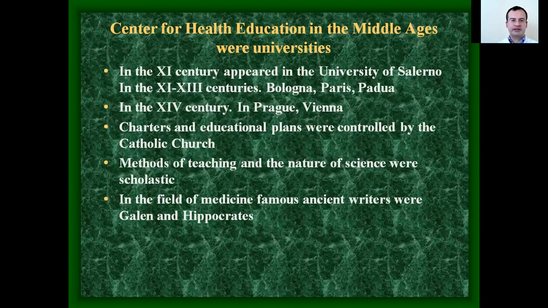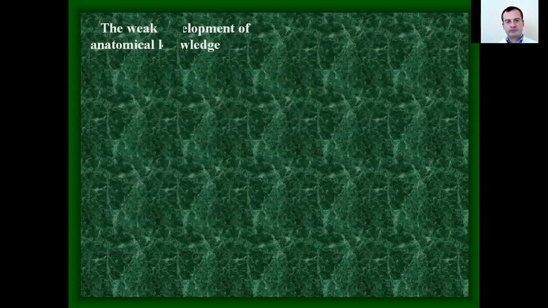The centers of health education in the Middle Ages were universities. In the 11th century appeared the University of Salerno. In the 12th and 13th centuries, Bologna, Paris, Pavia. In the 14th century, Prague and Vienna. Charters and educational plans were controlled by the Catholic Church. Methods of teaching and the nature of science were scholastic. In the field of medicine, famous ancient writers were Galen and Hippocrates. The weak development of anatomical knowledge.